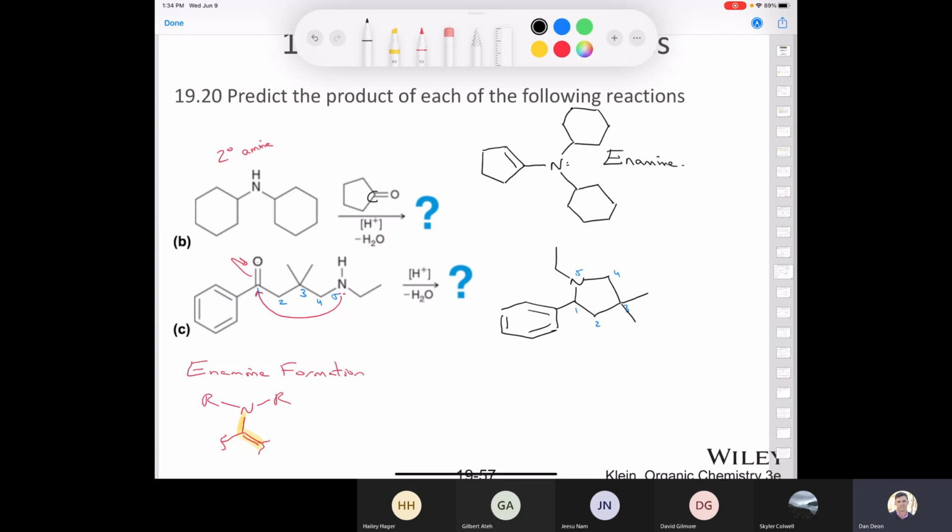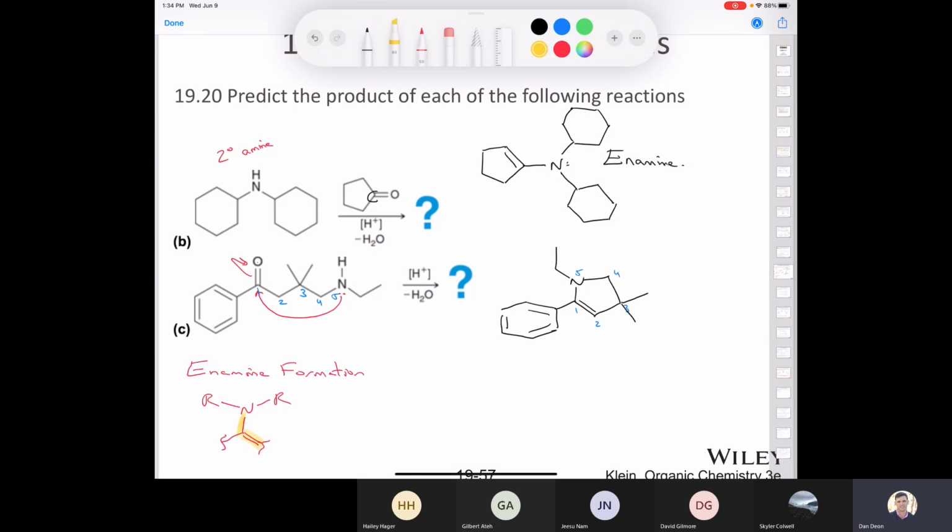Well, where is the double bond going to be? The double bond, remember, is going to be attached to the carbon of the carbonyl. It can't be on this side because then you'd have a carbon with 5 bonds. That's impossible. So it must be between carbons 1 and 2. And that is correct. That's where it is. So let's pencil it in here between carbon 1 and 2 like that. And that is our enamine.